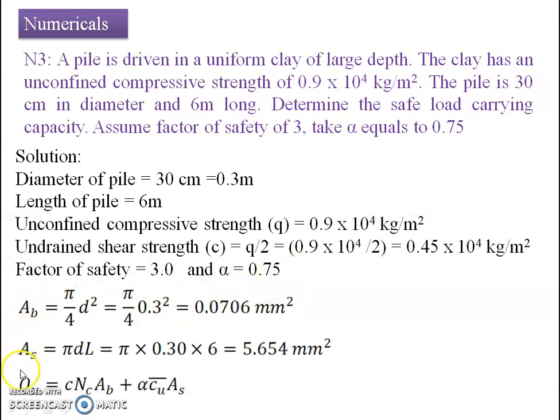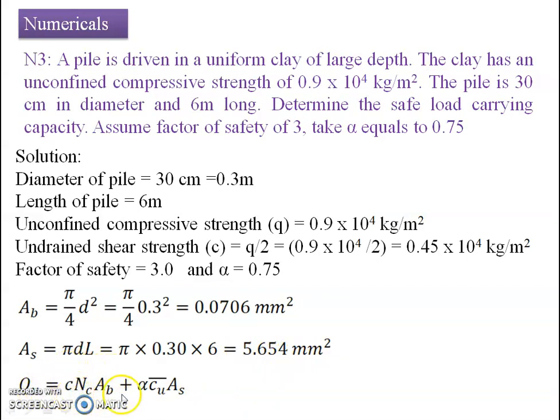Now we'll go with the geometric parameters, AB and AS calculation. AB is pi by 4 into d square, which comes to pi by 4 into 0.3 square, which equals 0.0706 meter square. AS works out to pi into d into L, which is pi into 0.3 into 6, 5.654 meter square. Now Qu works out as C Nc AB.